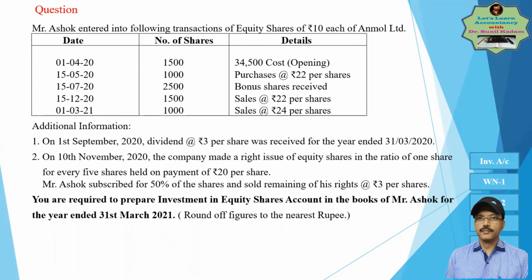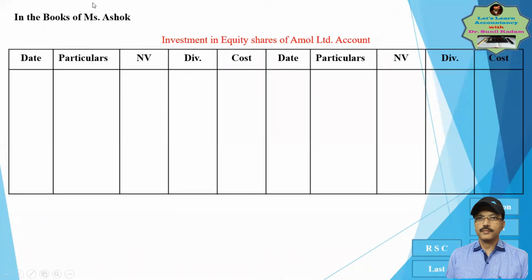Clear? Let's do it. This question will be solved as an investment account. That is what they said: you are required to prepare the investment account. So we will prepare the investment account on this slide in the books of Mr. Ashok, investment in equity shares of Amul Limited. Date, particulars, nominal value, dividend instead of interest, and cost. These are the three amount columns for the debit side, and the credit side the same: date, particulars, and three amount columns. Nominal value means face value, dividend, and cost.